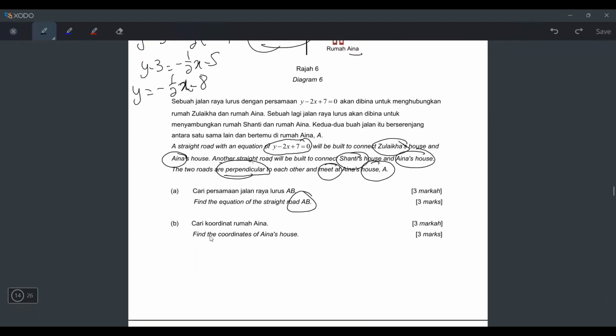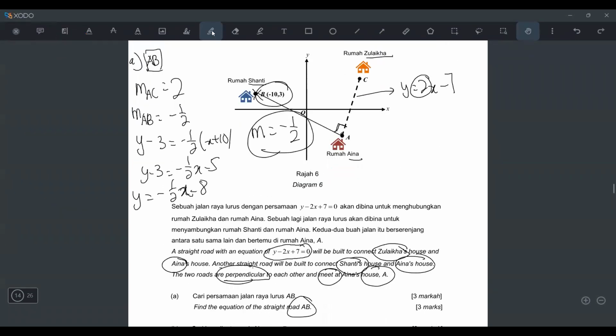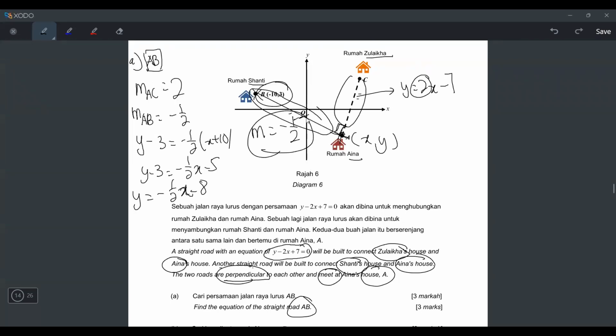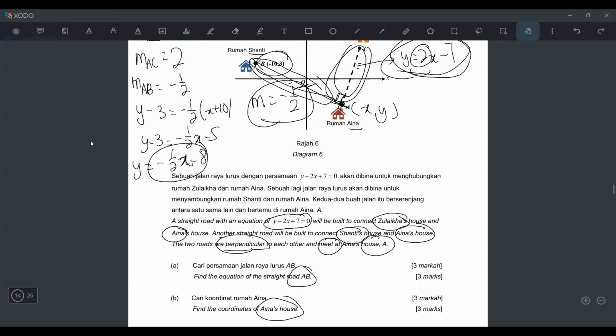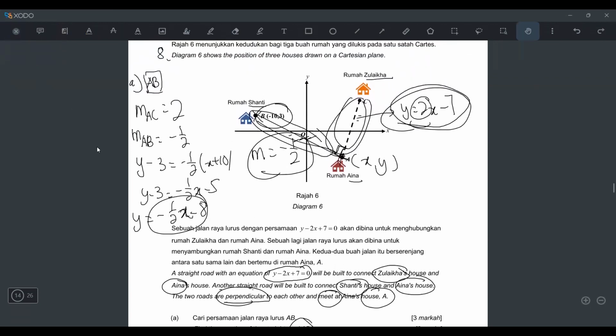For B, what do they want? Find the coordinates of Aina's house. Let's see where Aina's is. Okay, this is Aina's house. So they want you to find this coordinate, which I don't know. It's x, y. I don't know the x coordinate. I also don't know the y coordinate. But it's okay, because this point A is the intersection point of these two lines. And I have the equation of these two lines. This line equation is y equals 2x minus 7. And this line equation, I just found it just now, the AB, this one. So if I want to find this coordinate, I just take these equations and do simultaneous equations. Or you can say combine them. So how do you want to combine them?